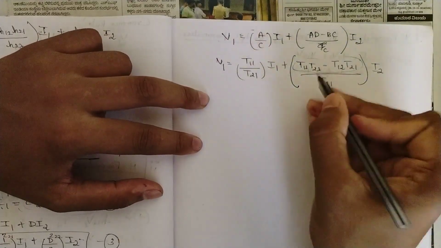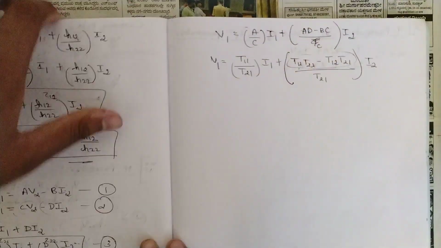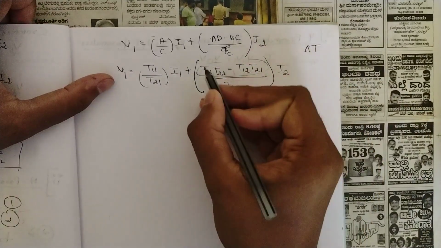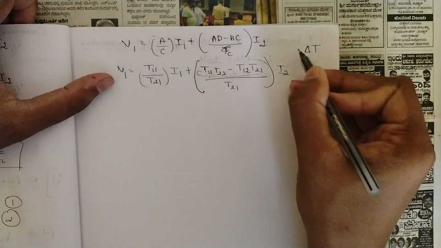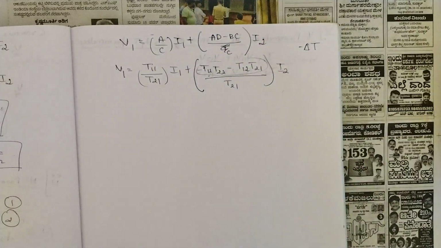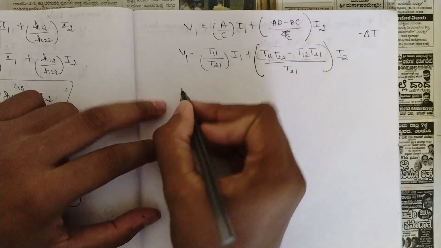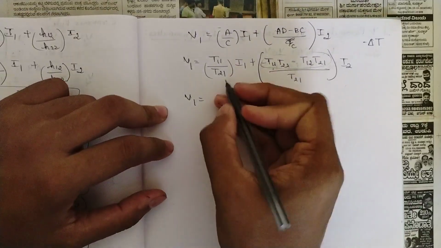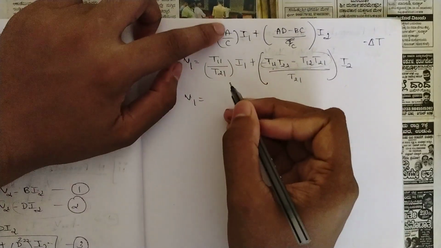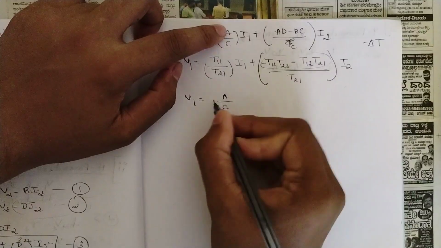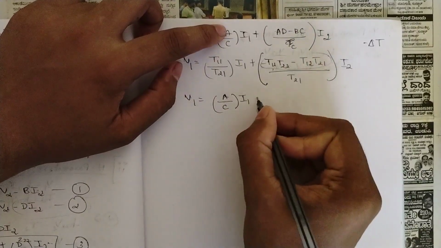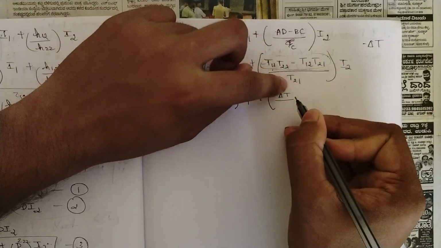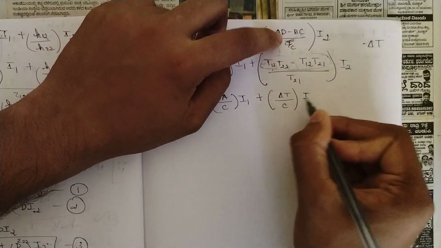Now if you observe this carefully, again two like terms minus two unlike terms. Whenever we have like terms minus unlike terms, that is always equal to delta T. But whenever we have minus here and plus here, that would be equal to minus delta T. Keep it in mind. So here in this case it is delta T. So V1 is equal to, now again represent this in A by C, one and the same, A by C I1, then plus, here now it is delta T divided by T21, that is C, I2.